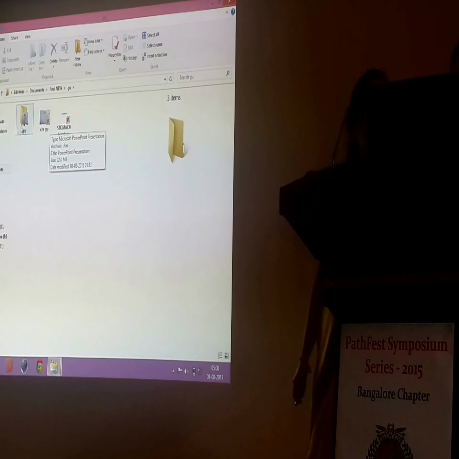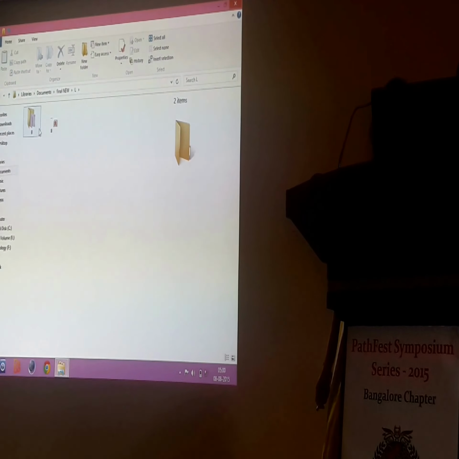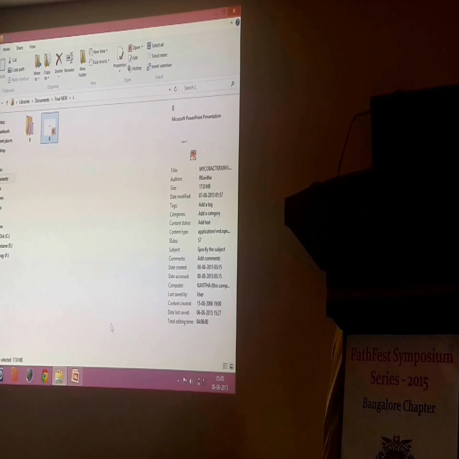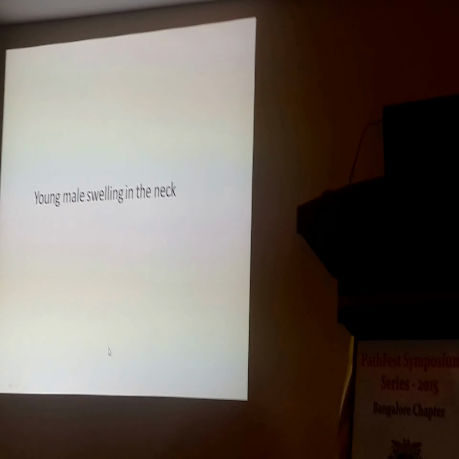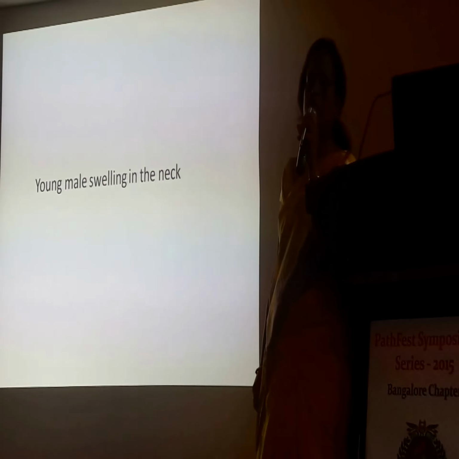We come here last. Anybody who saw this slide? There's a young male with swelling in the neck. So, the approach: if you're a surgeon, what do you do? If you're a physician, what do you do? Young male, swelling in the neck.